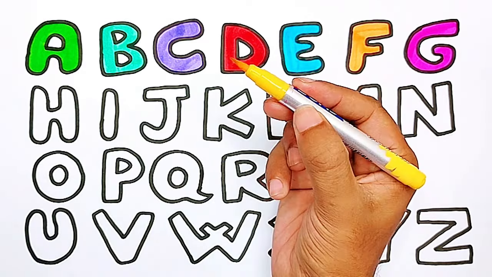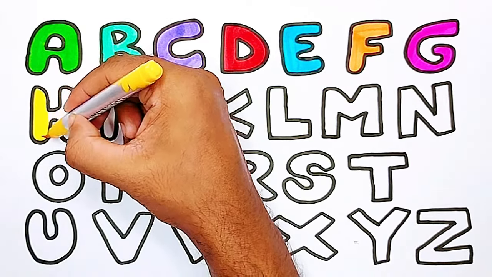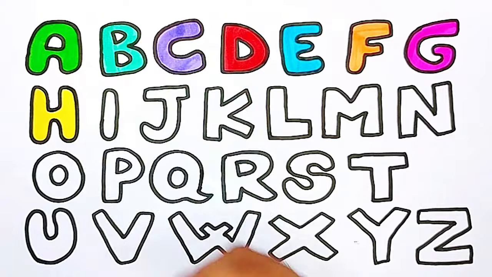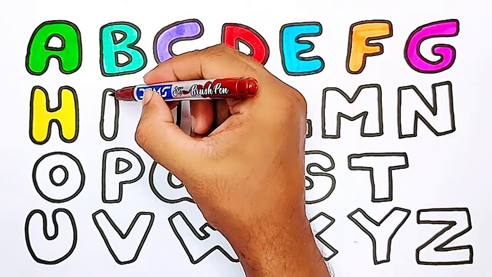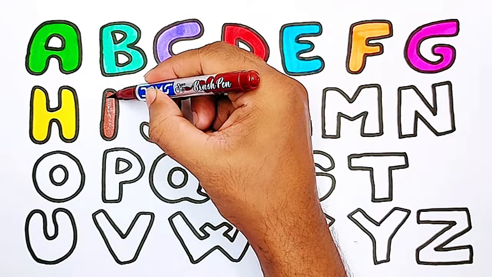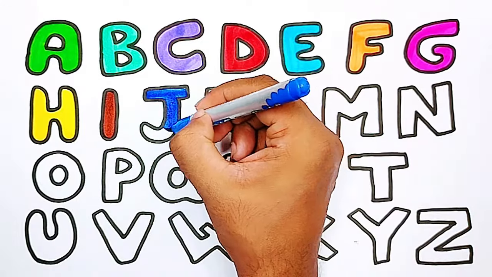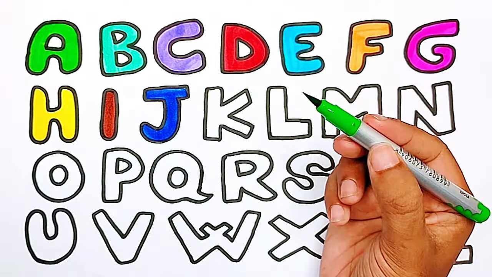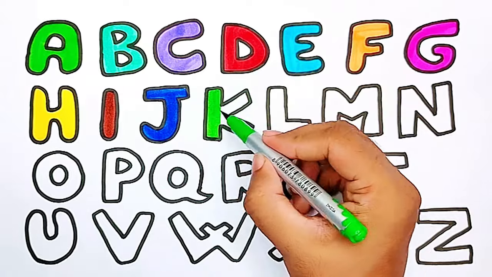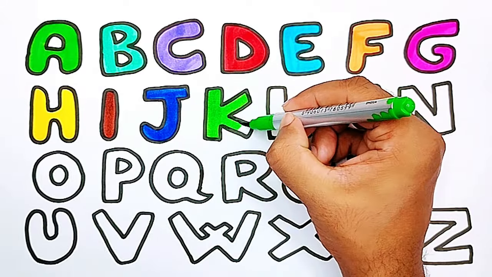Garden. Yellow color. H. H for hen. Brown color. I. I for eyes. Blue color. J. J for jellyfish. Green color. K. K for kangaroo.